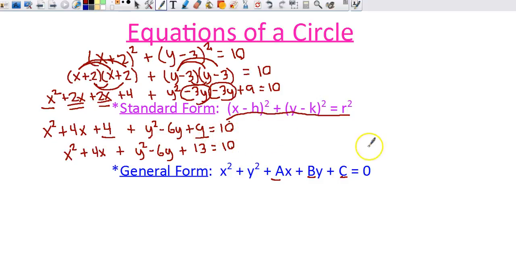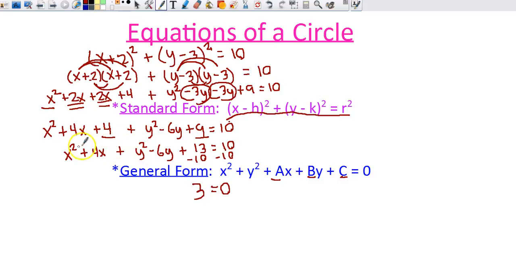And finally, to get it to look like this, you'll notice that there's a 0 on the right side. So we can subtract the 10 from the 13 so that the right side becomes 0. When we do that, we only subtract it from the number, not from the x's, y's, x squares and y squares. So that's just going to give you 3, and on the right side, that's going to give you 0.